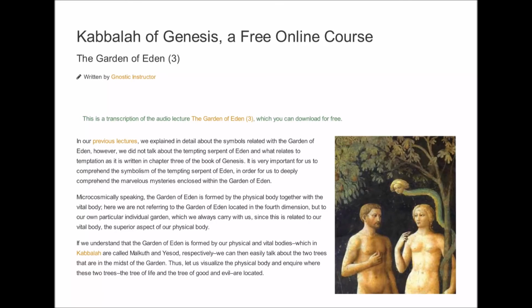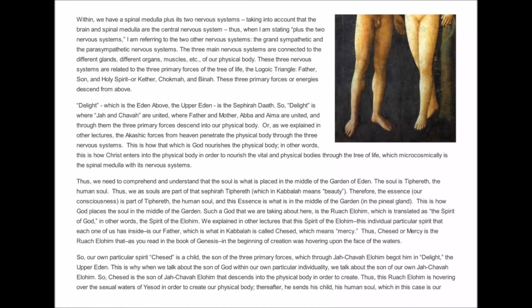Through them, the three primary forces descend into our physical body. This is what we say in the different lectures. The Akashic forces from heaven penetrate into the physical body through the three nervous systems. And this is how God nourishes the physical body. This is how Christ, in other words, enters into the physical body in order to nourish the vital body, physical body, through the tree of life. This tree of life is the spinal medulla and its nervous systems. This is what we have to comprehend and understand.